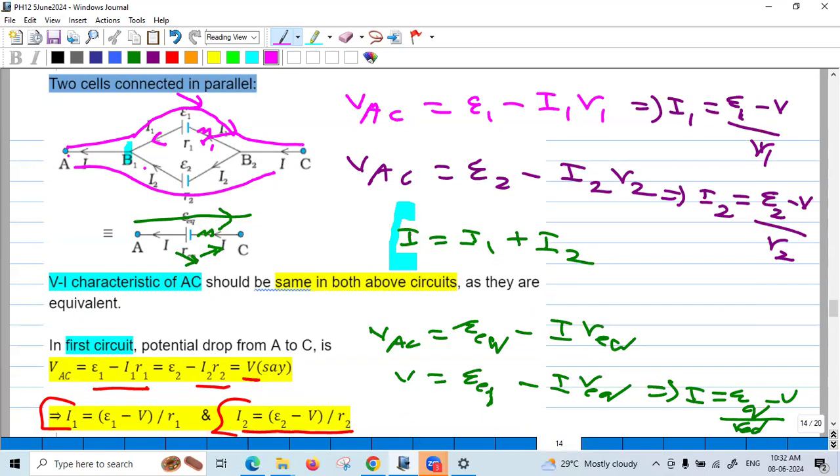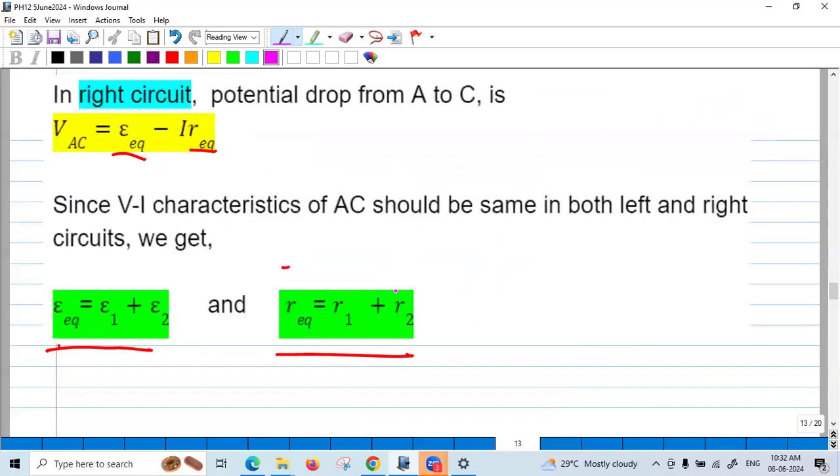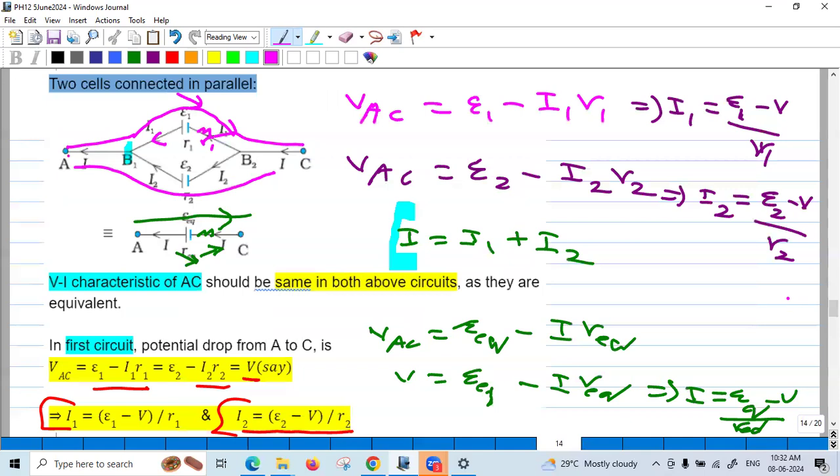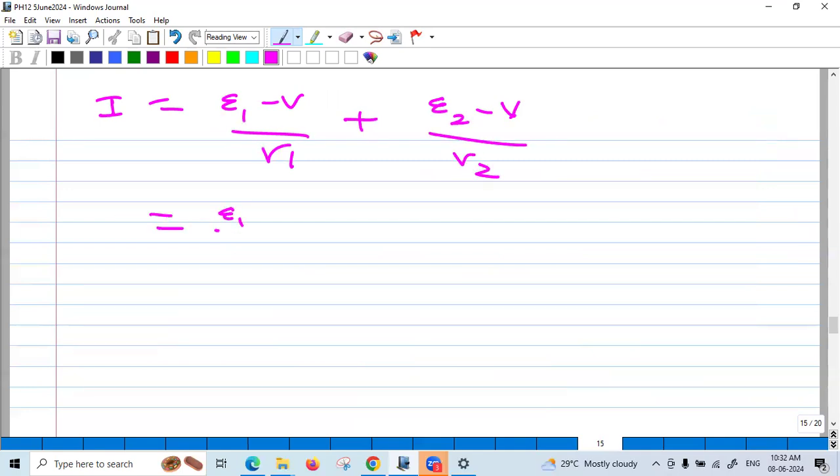Just consider this first circuit. In this, I'll use this relation I equal to I1 plus I2. So I'll get I equal to I1, which is E1 minus V by R1, and I2 is the same form, E2 minus V divided by R2. So this I can write as E1 by R1 plus E2 by R2.